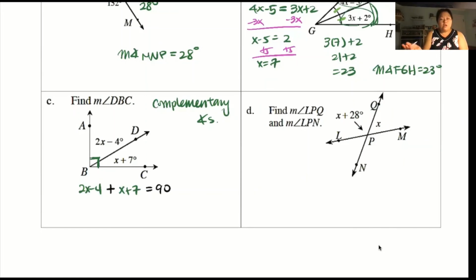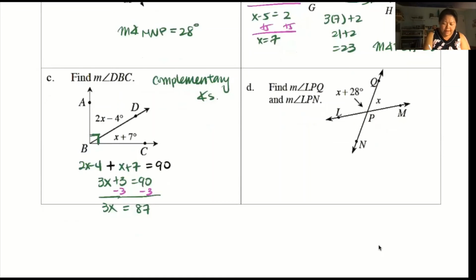Okay, now the algebra. I combine like terms. I have 2x and one more x. That makes 3x. I have a negative 4 and a positive 7. That's a positive 3. So 3x plus 3 equals 90. Solve by subtracting 3 on both sides. That gives me 3x equals 87. Pause there because I forgot my math. And divide by 3 on both sides. Divide by 3, divide by 3. I get x equals 29.